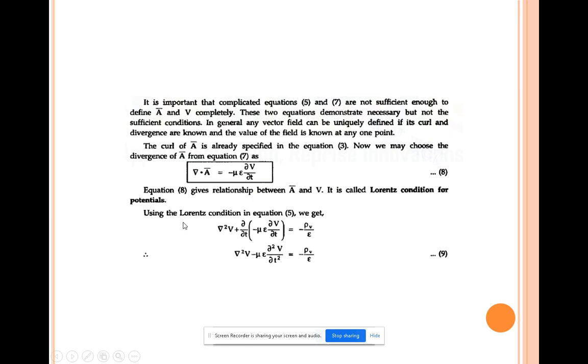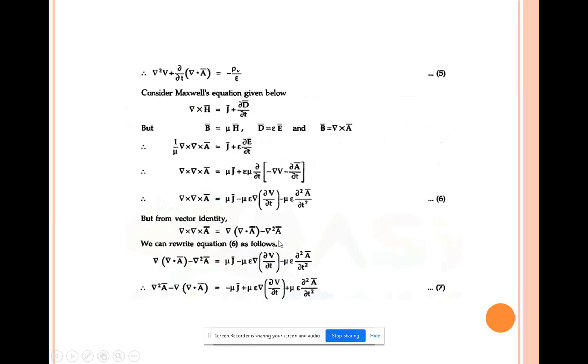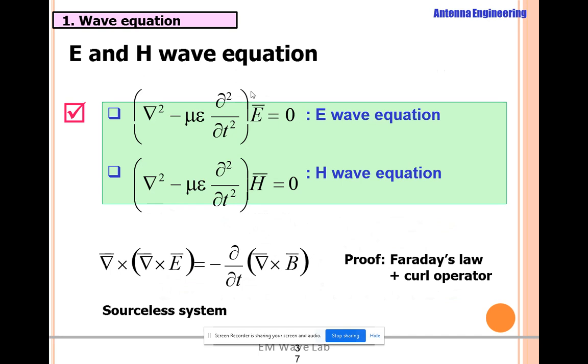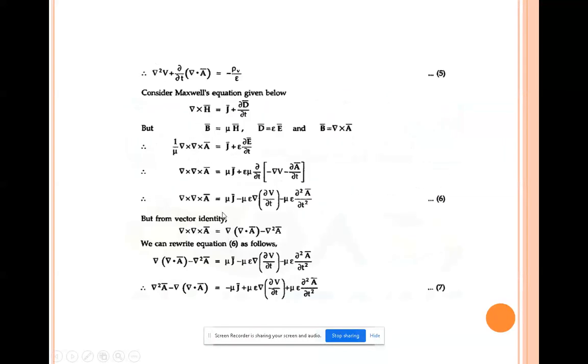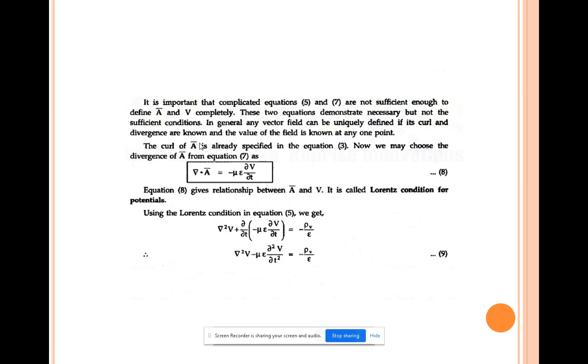Now we are going to use the same Lorentz condition in equation 5 also. What is equation 5? Del square V plus dou by dou t into del dot A vector equal to minus rho by epsilon. The fifth equation is del square V plus dou by dou t into del dot A vector equal to minus rho V by epsilon.